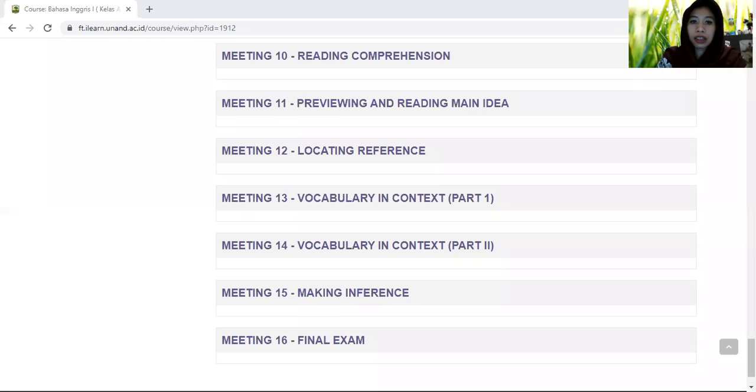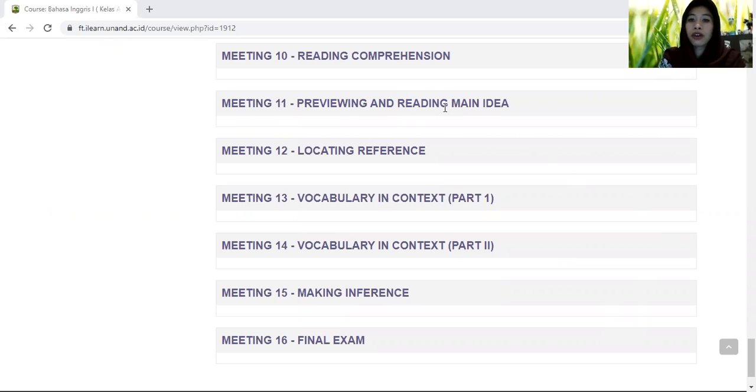As you can see here in your iLearn, there are several parts you are going to deal with in reading. For the beginning, we are going to study reading comprehension so that I can explain the things you need to know about reading and how to comprehend it. And then after that, we are going to deal with previewing and reading main idea.